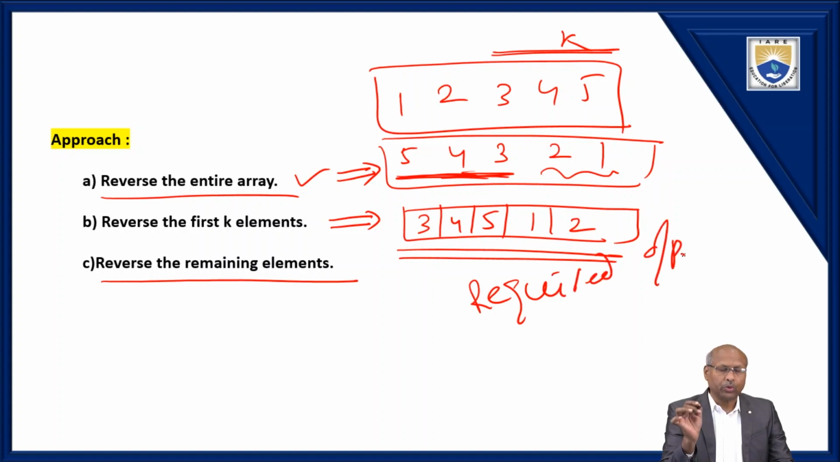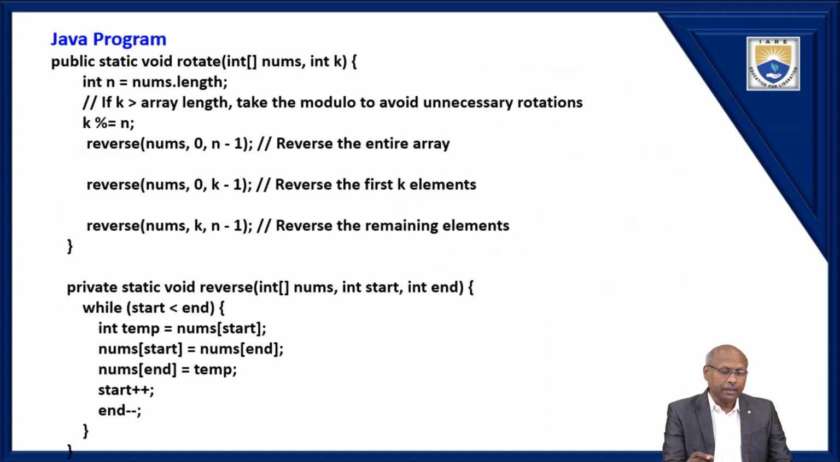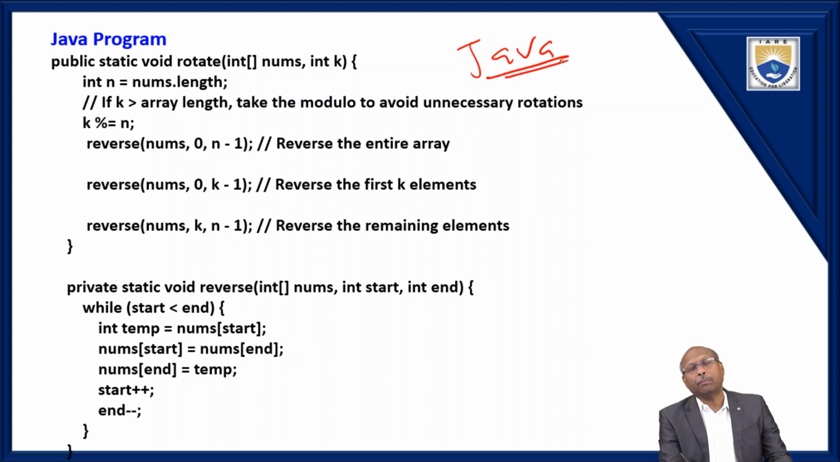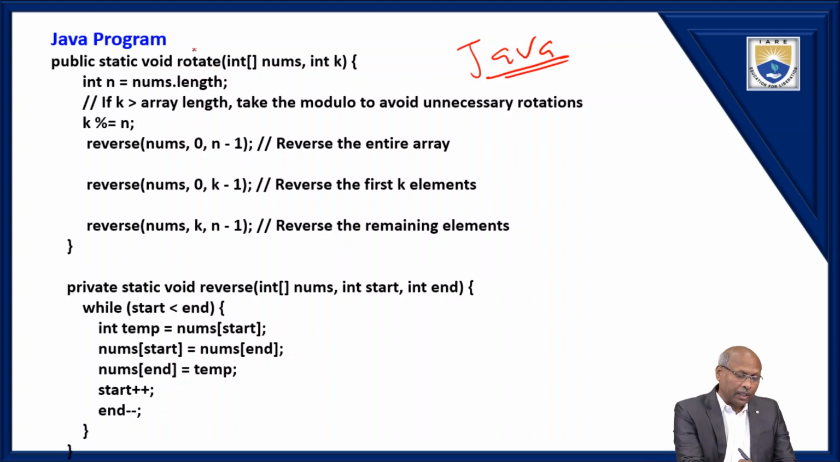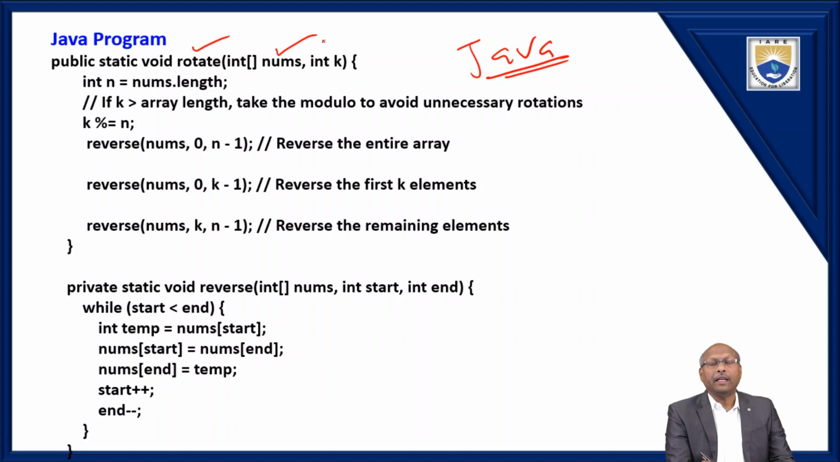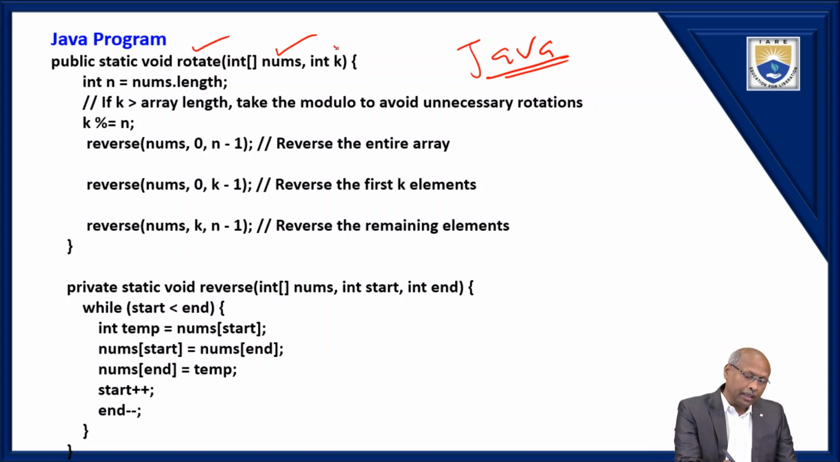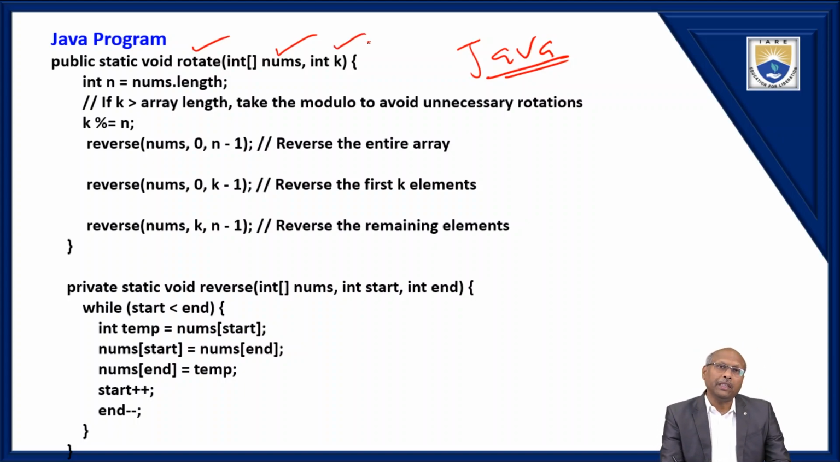Now how will you write a program for this using Java? See how to write the program. For example, you have a method called rotate, an array called nums, and the number of steps called k. So you are passing 2 things: one is the array, the second is how many steps you want to rotate, whether 1 step, 2 steps or 3 steps. So k is passed.